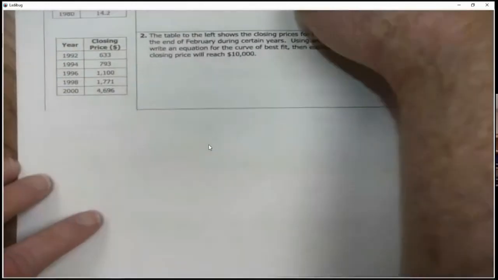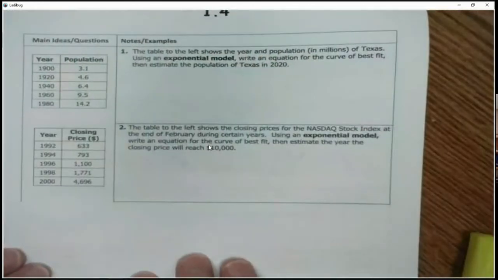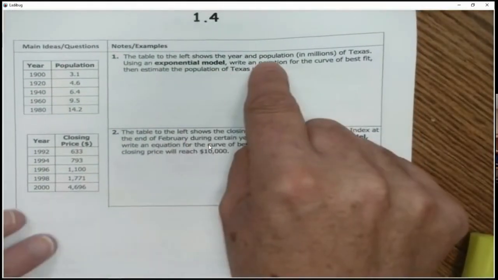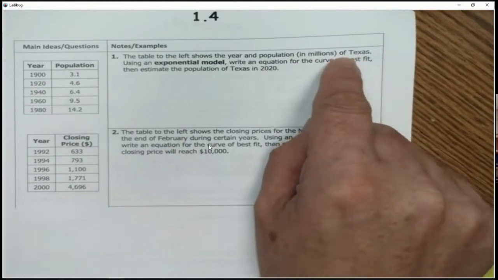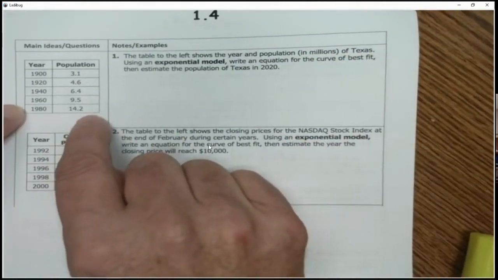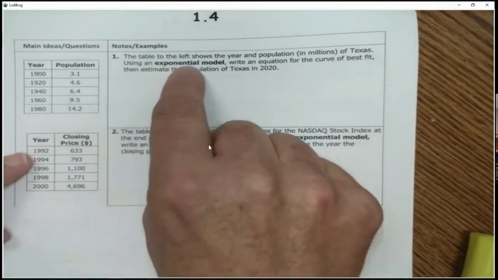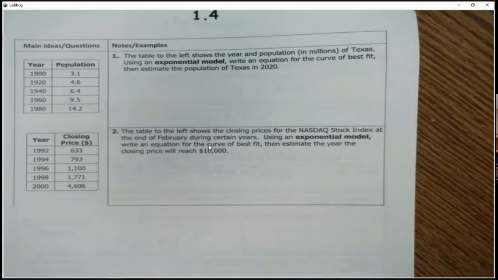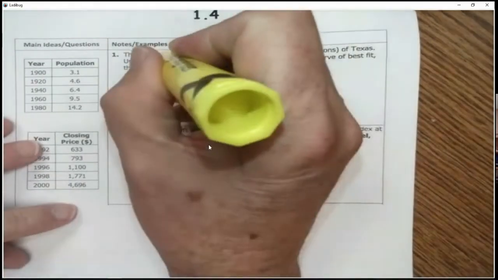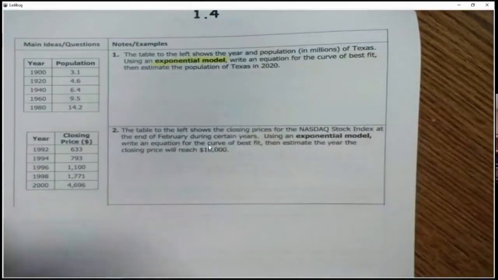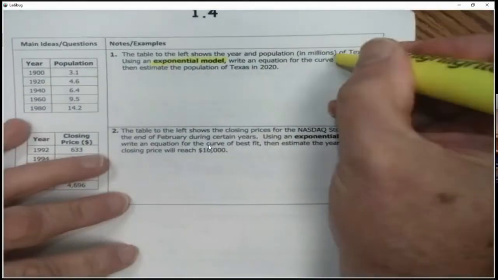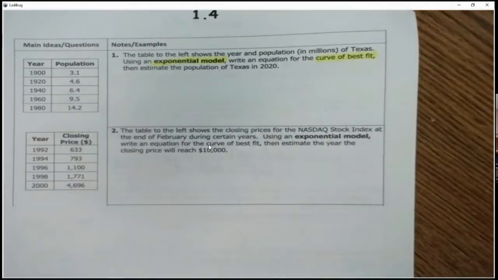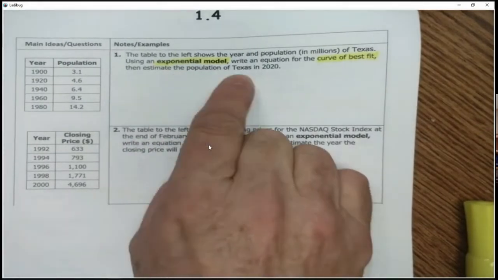All right, let's go over to this table now because this changes up just a little bit. The table to the left shows the year and population in millions of Texas, how many millions of people there are in Texas from 1900 to 1980. Using an exponential model, that goes back to what we've been doing with the regression lines. Write an equation for the curve of best fit. Curve of best fit, that's the regression lines. That's what we were doing in our earlier lessons. Then we're supposed to estimate the population in 2020.